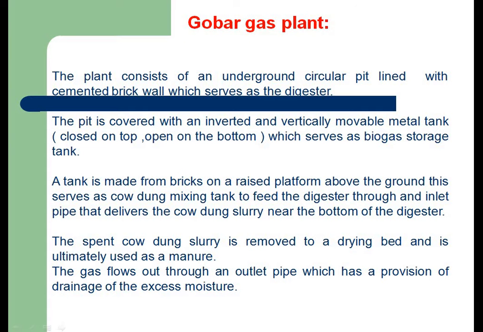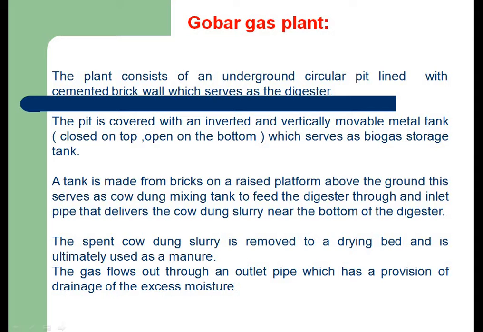Let us see the gobar gas plant. This plant consists of an underground circular pit lined with a cemented brick wall which serves as the digester. The pit is covered with an inverted and vertically movable metal tank, closed on top and open at the bottom, which serves as a biogas storage tank.